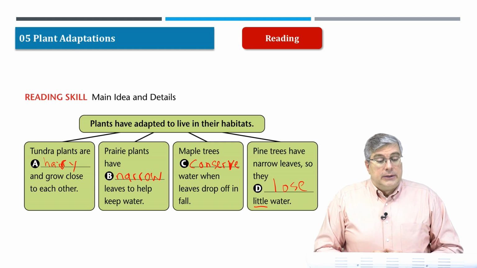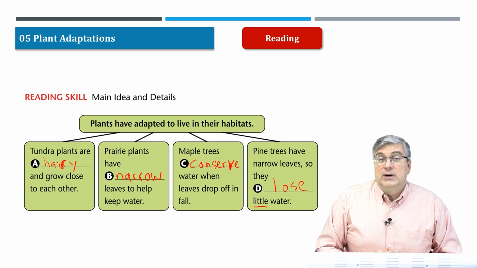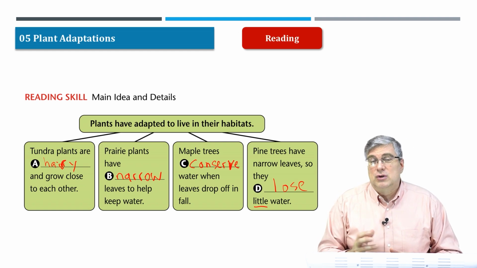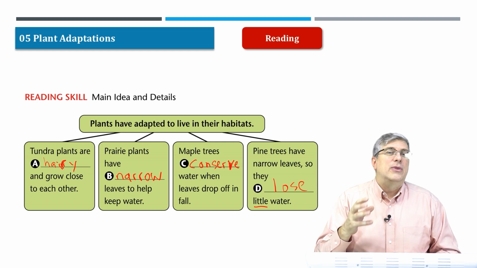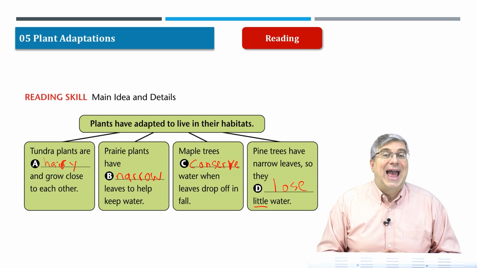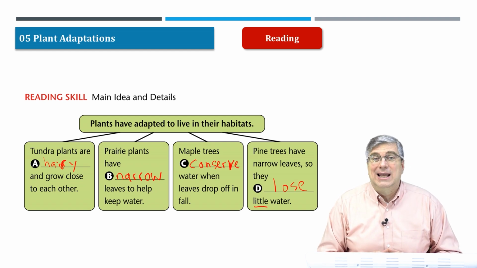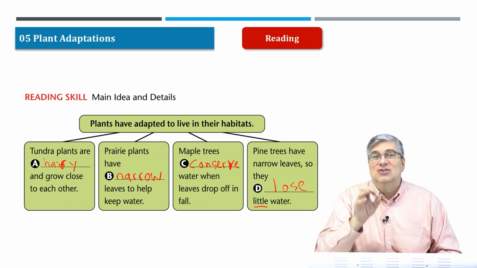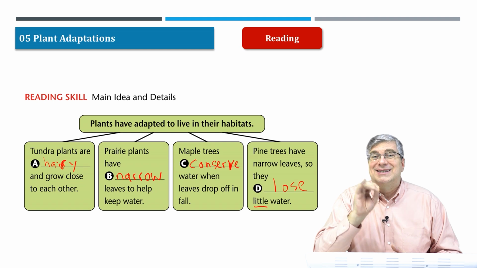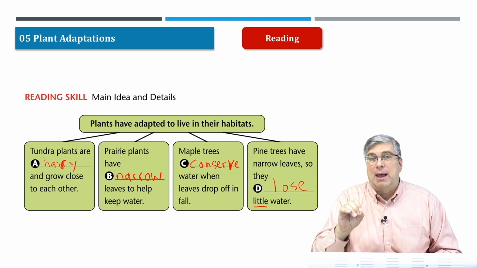Okay. So in this unit, we talked about different types of plants. We talked about grasses. We talked about trees, different types of trees, and we talked about how they change and how they are different, how they adapt to their environments, their habitats. So plant adaptations. How do plants change according to their environments? How do plants adapt to their habitats?